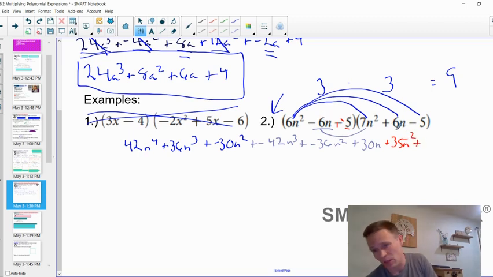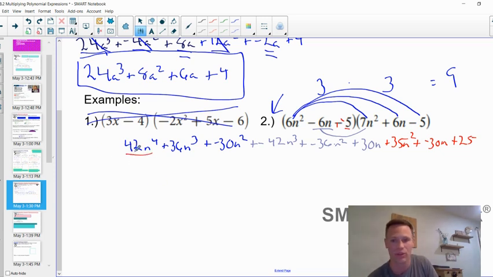-5 times 6n, that's going to give me -30n. And then -5 times -5 is going to be plus 25. All right. Holy buckets. 1, 2, 3, 4, 5, 6, 7, 8, 9 terms. We didn't miss anything. Now, let's see what can be combined.